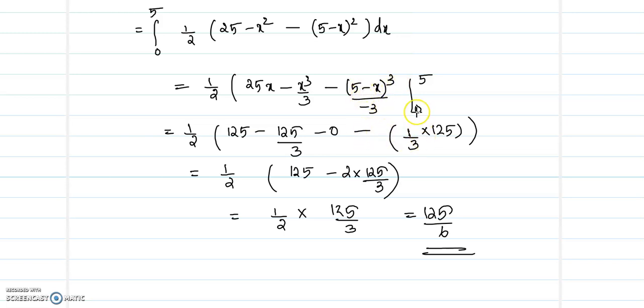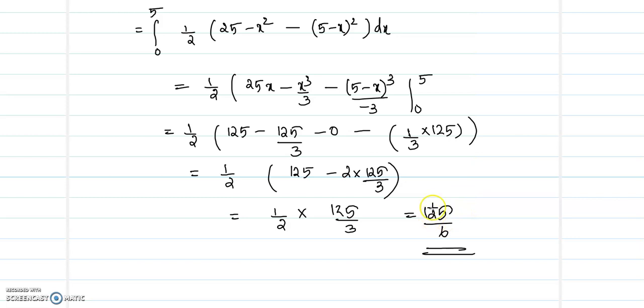Then minus at 0, these two terms will be 0. And this will be 5 cube by 3 again. So 125 by 3. So that will be 125 minus 2 times 125 by 3. So that is equal to 1 by 2 into 125 by 3. So that is 125 by 6. So as a type 1 region, this is going to be the value of the integral.